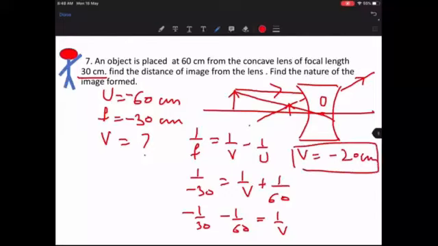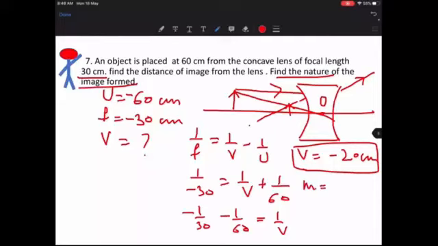So it is very logical because you will be getting the image on the left hand side only. So it is minus 20. Now look at this. He's asking the nature of the image formed. How is the nature of the image? Okay, now suppose you have to calculate your magnification. Fine. So how do you calculate your magnification?